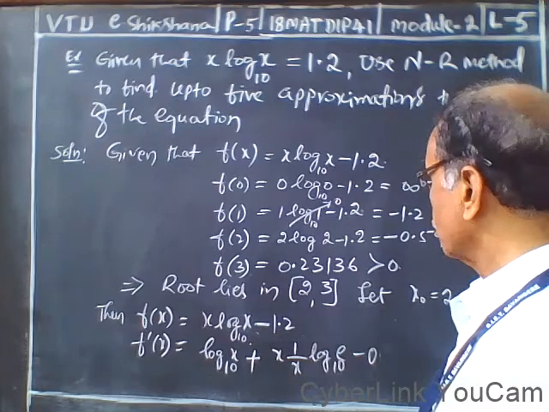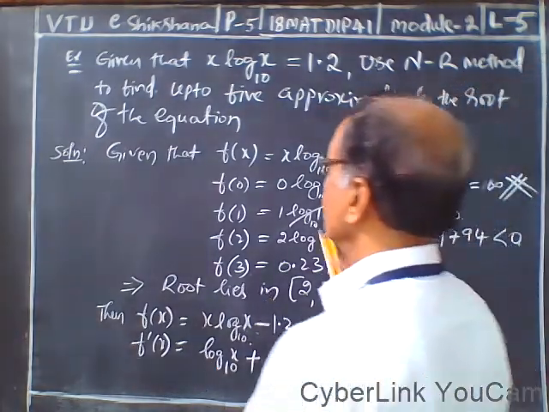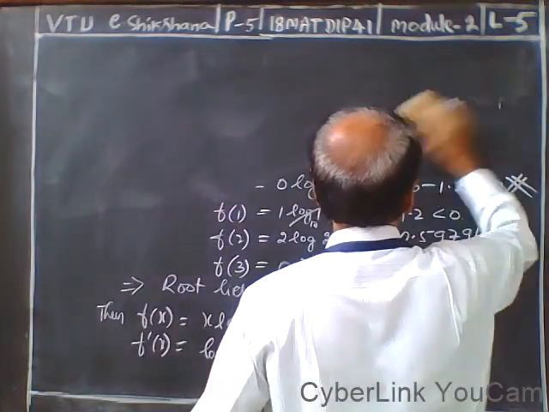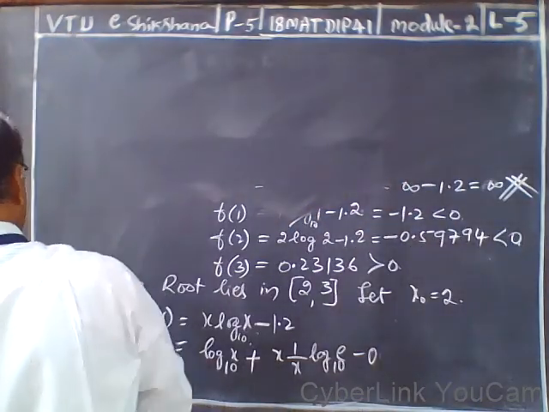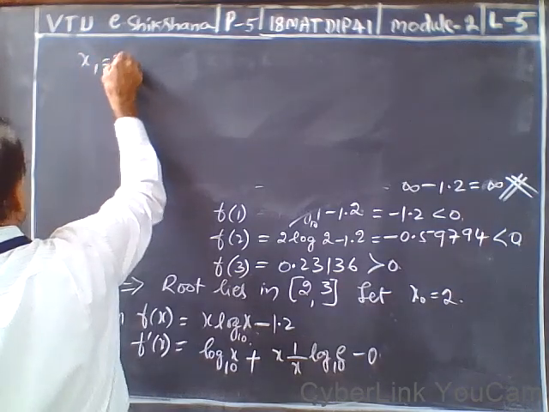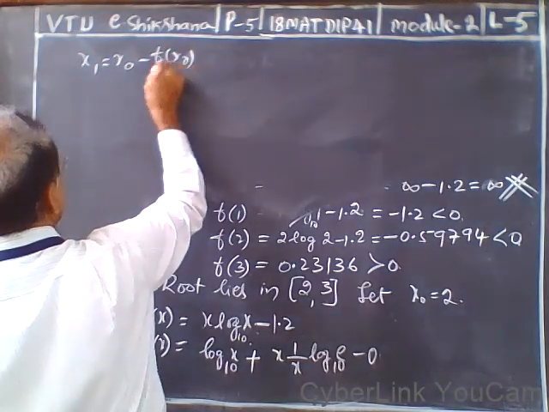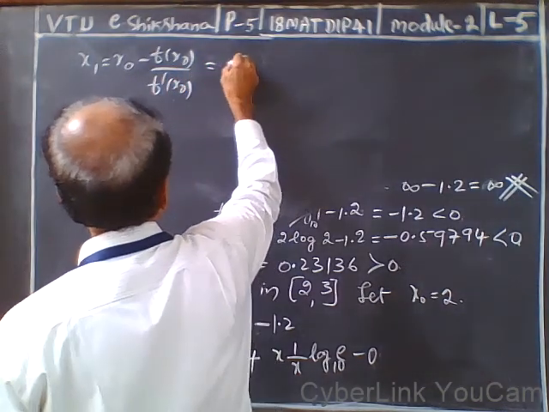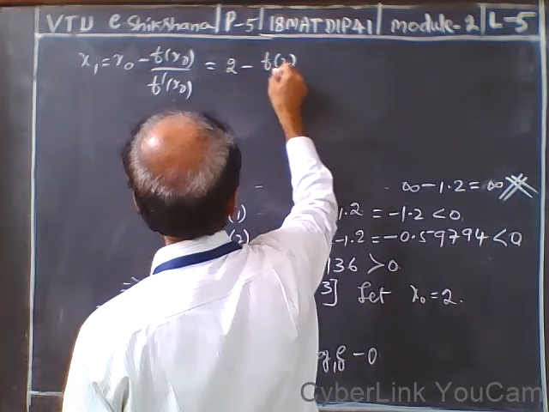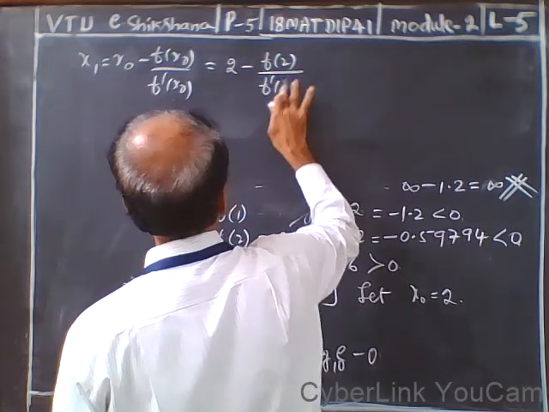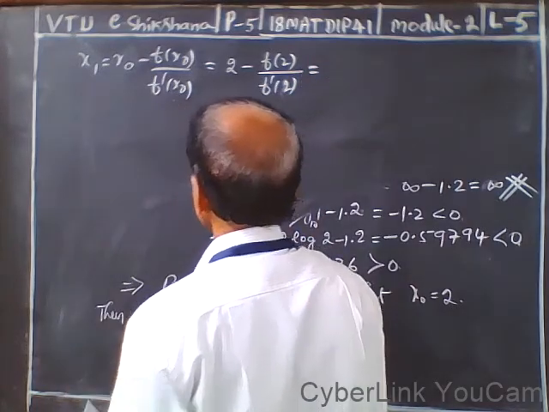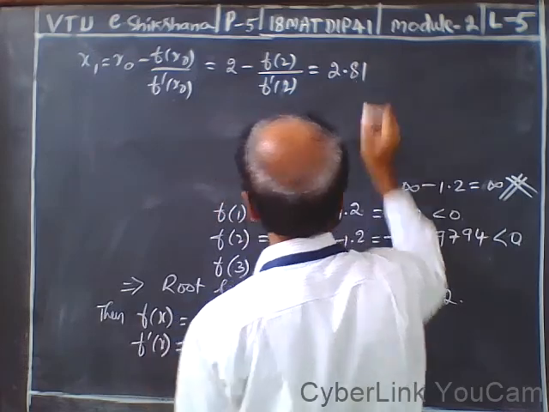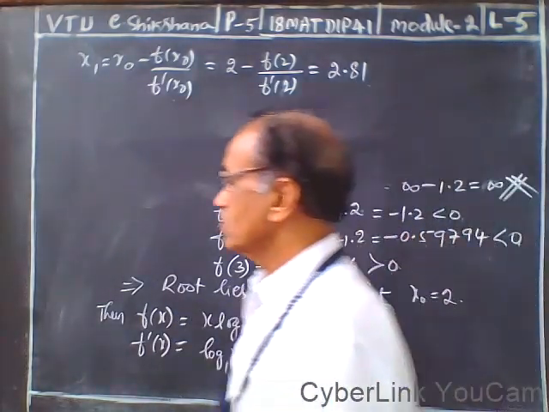Therefore, we will make use of these two terms for the first approximation in Newton-Raphson method. According to the standard form, what is the first approximation? x1 is equal to x0 minus f of x0 by f dash of x0. So this is x0, which is 2, minus f of 2 divided by f dash of 2. This gives the first approximation as 2.81. This is the first approximation according to Newton-Raphson method.